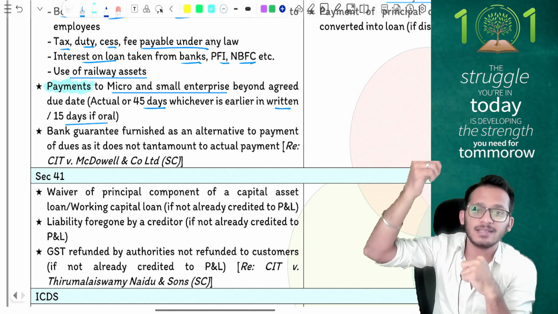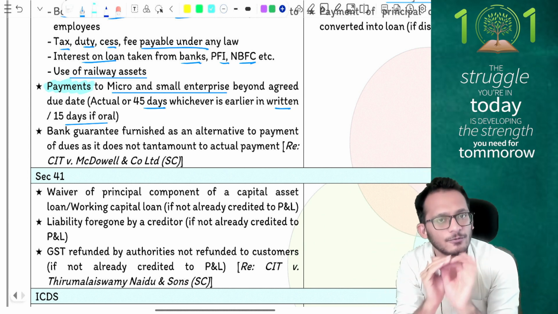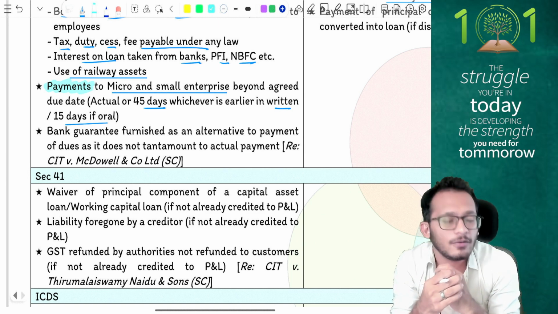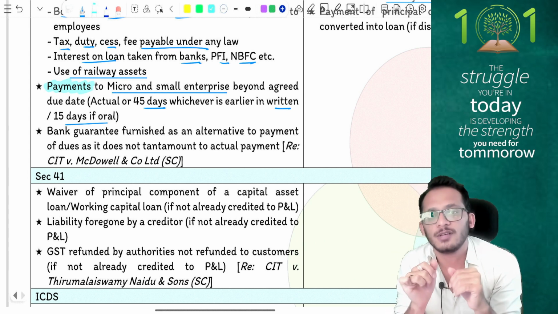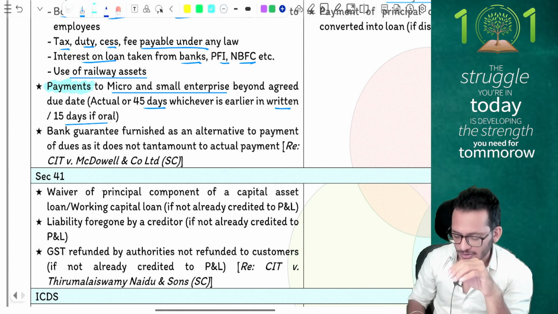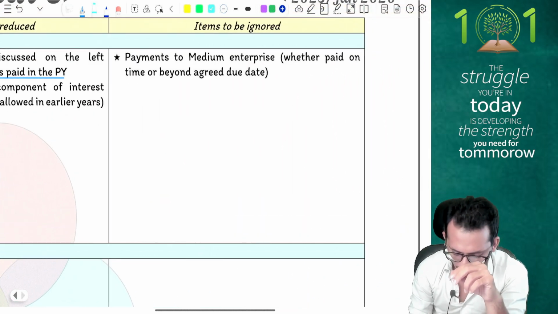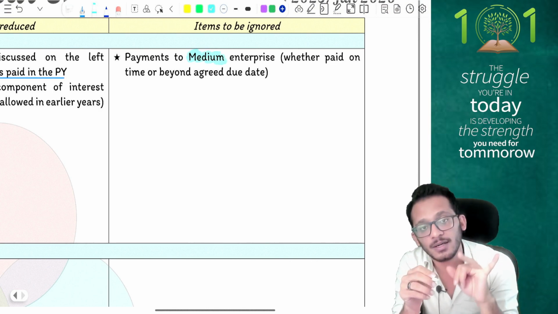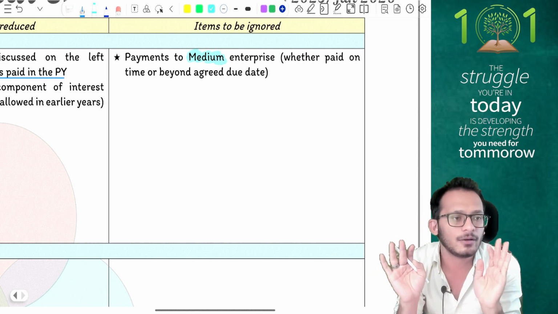Whereas in section 37 we spoke about interest. In interest there is no such rule. Interest to MSME is fully disallowed. The payment to the MSME alone is disallowed if it is made beyond 45 days for written and 15 days for oral. That is what the rules are. Yes or no? So please pay attention to that. Then what is not to be disallowed is any kind of payment made to medium enterprises. Understand, I am only disallowing micro and small enterprises. Medium enterprise payments are not getting disallowed, so that remains as it is. That can be ignored.